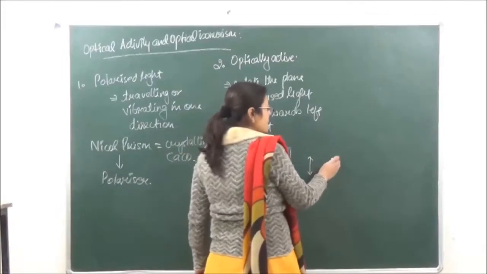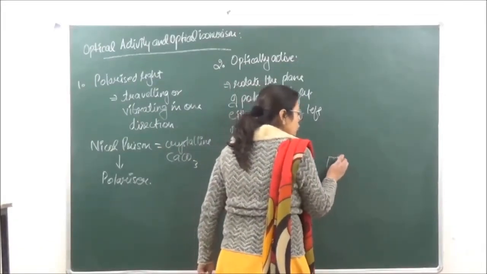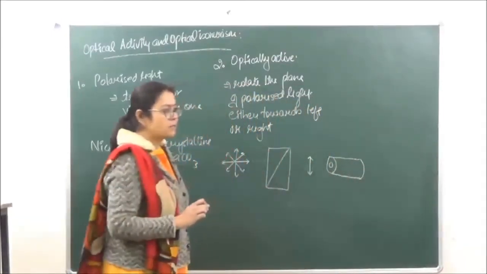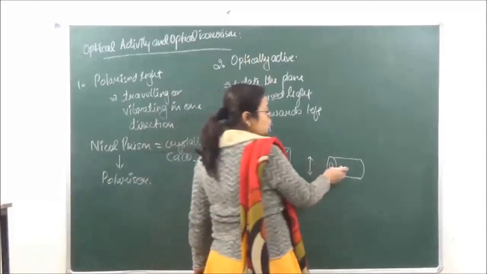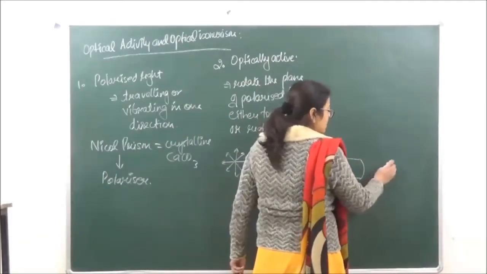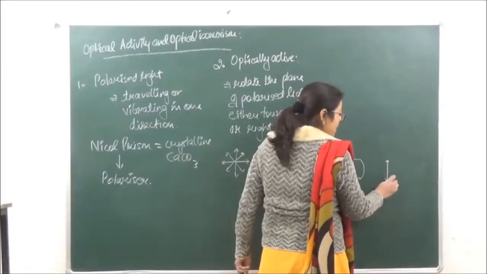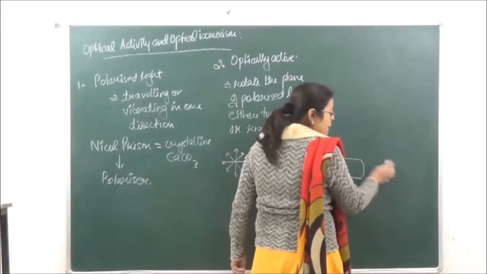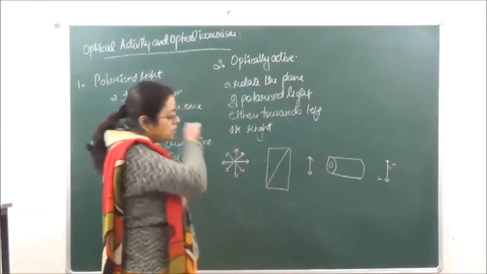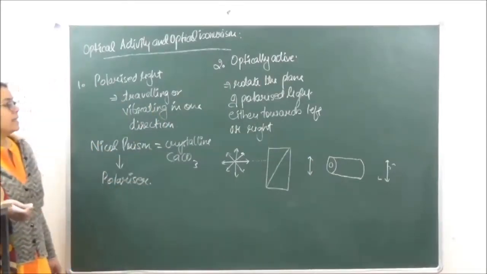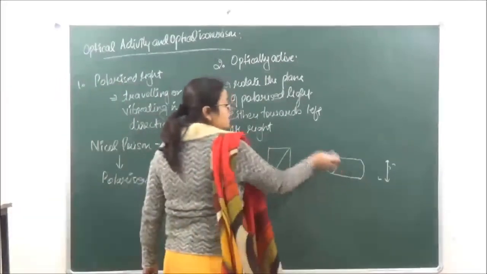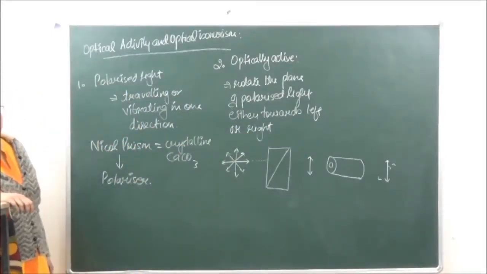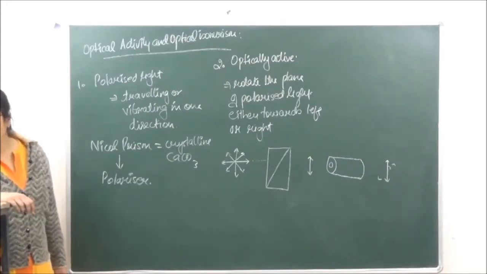We are going to pass this polarized light through a tube which contains the sample. That sample may be any organic substance. When we pass this through the sample, if the sample is rotating the plane of polarized light through an angle theta or alpha, whatever you want to take, then this substance is said to be optically active. All substances which are rotating the plane of polarized light are optically active.